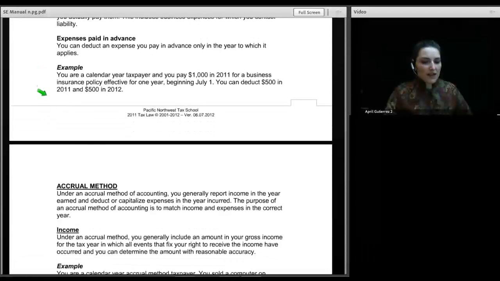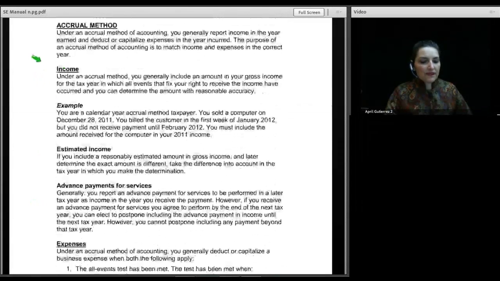For example, you are a calendar year taxpayer and you pay $1,000 in 2011 for a business insurance policy that is effective for 1 year beginning July 1. You get to deduct $500 in 2011 and $500 in 2012. Well, that's complicated. Who can remember that?